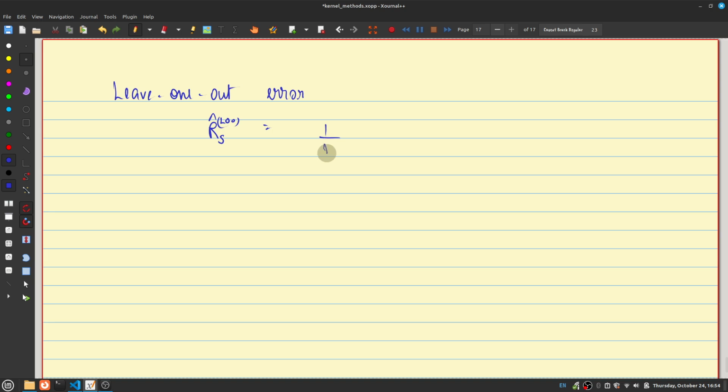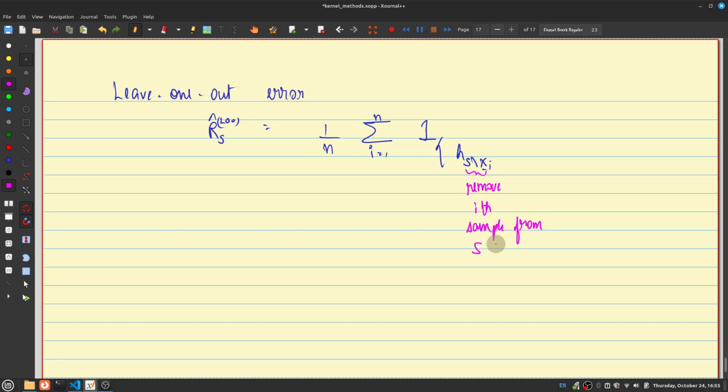So it's 1 over n, summation i equal to 1 to n of, so you look at the solution that you get, you take the training set, you remove just the ith sample from the training set, from S, and train the SVM, or do your empirical risk minimization.